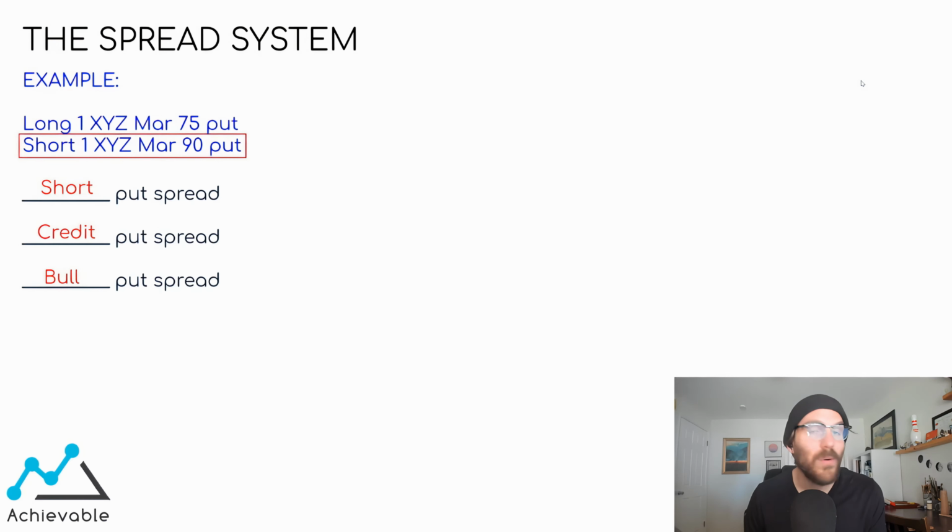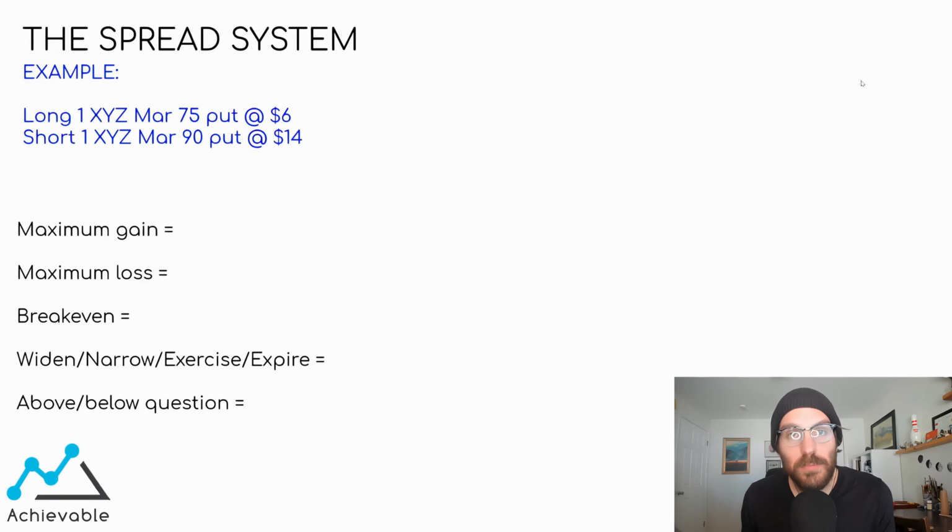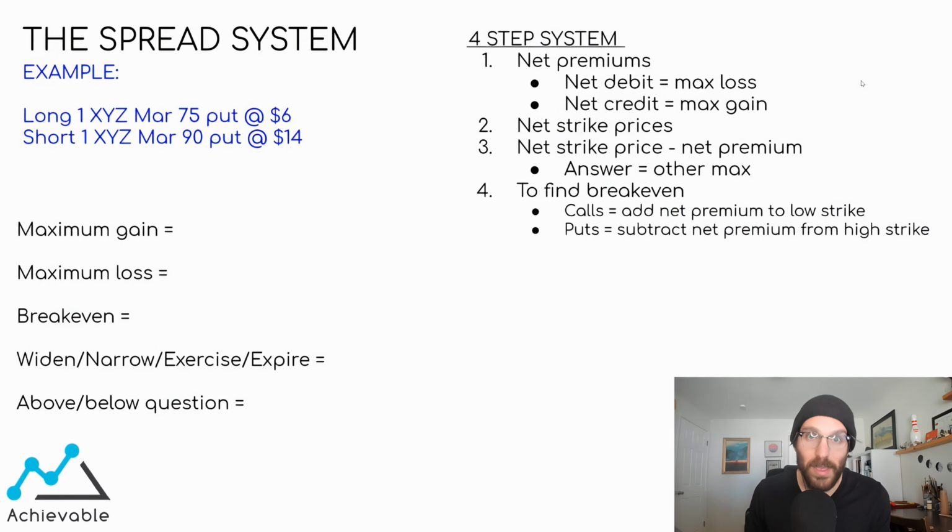But first, let's go ahead and assign some premiums and work our way through maximum gain, maximum loss, break even. Just like we did with call spreads, we're going to follow the same 4-step system to get to the 3 answers that are very heavily tested on the exam. Maximum gain, maximum loss, break even. We will also talk about widening, narrowing, expiring, exercising, and also the above below question. We'll talk about those at the end.